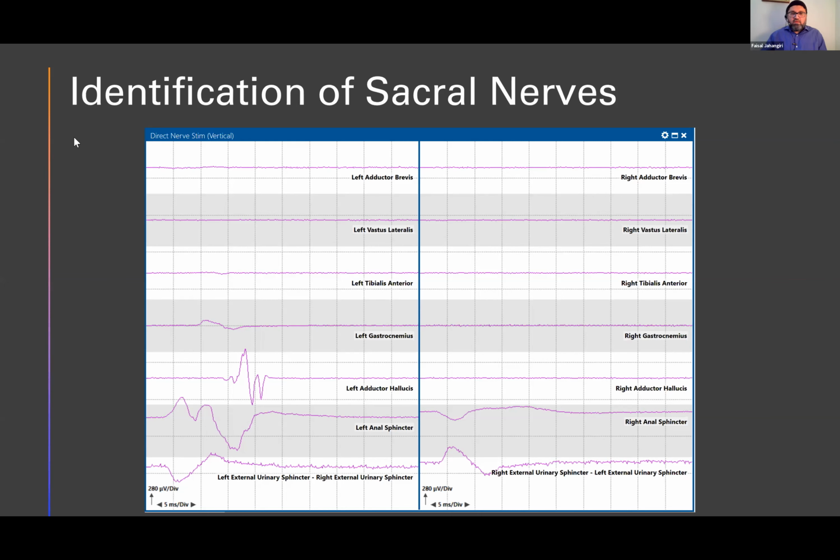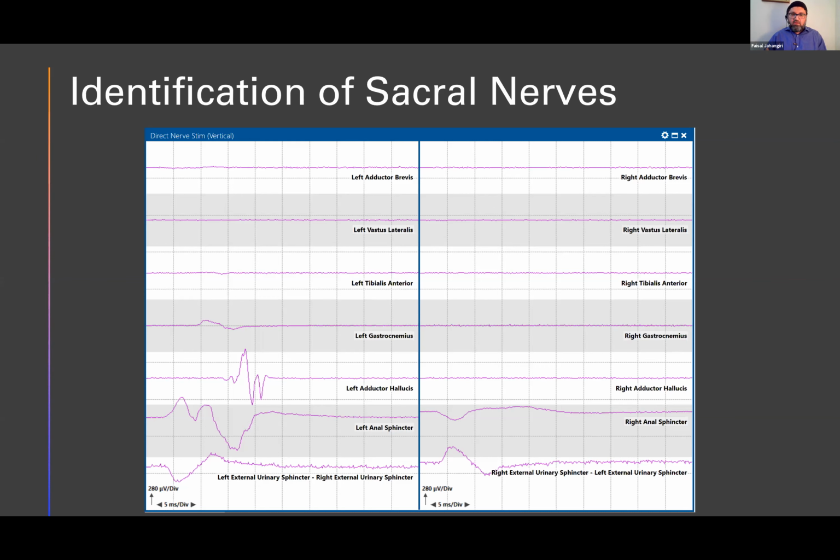EMG? Right now we have not analyzed it. Again, we need to analyze. Right now we are happy with the compound muscle action potential, and most of the time it's a polyphasic, multiphasic response. So the next step we can do is collect the data and analyze the area under the curve, so how much activity, and also reference that to the intensity of stimulation of the nerve roots.